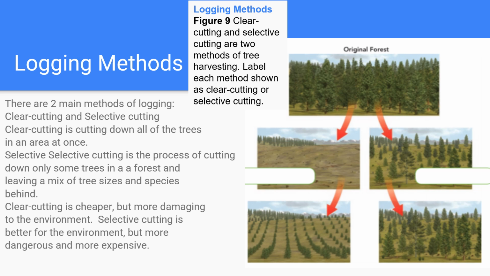So figure 9 here, we have clear cutting and selective cutting are the two methods of tree harvesting. Label each method shown as clear cutting or selective cutting. So to the left we have clear cutting, they cut everything down. On the right we have selective cutting.